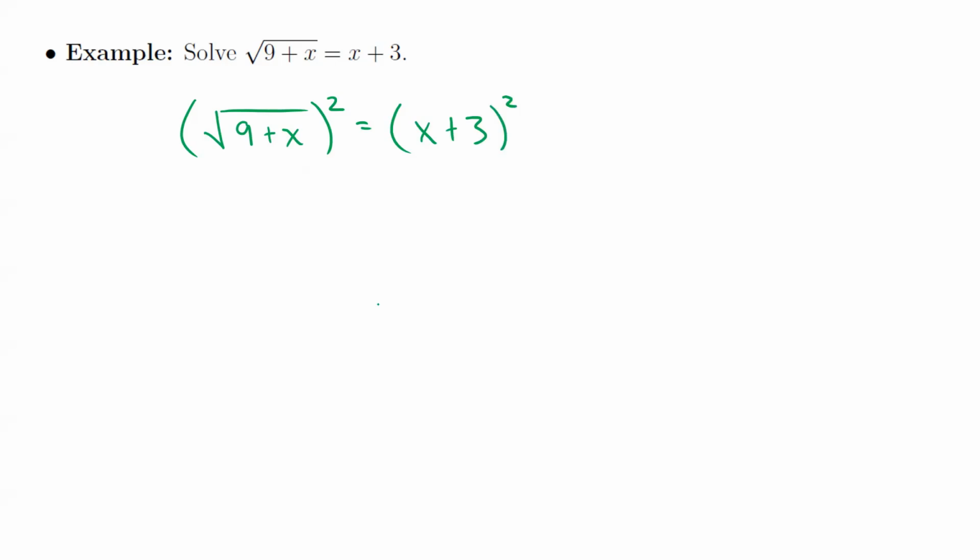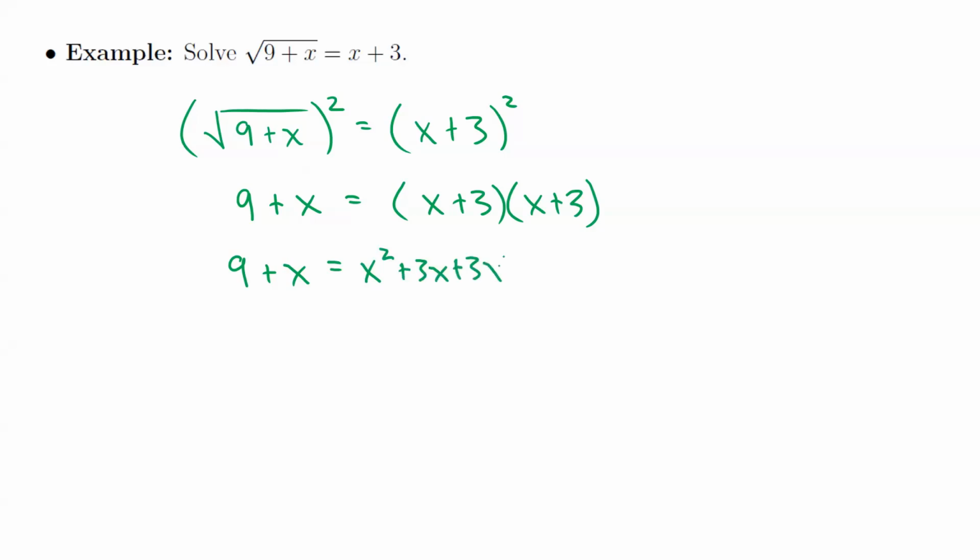So I can square both sides, leaving me with just 9 plus x. And then on the right side, be really careful here. You have a binomial squared, right? So you have to write this out as x plus 3 times x plus 3. So foiling that out gives x squared plus 3x plus 3x plus 9. So x squared plus 6x plus 9.